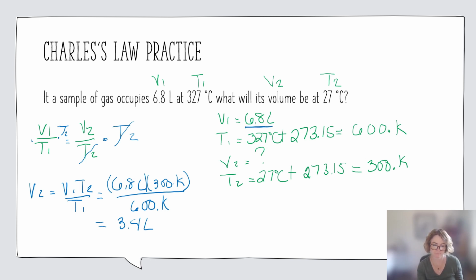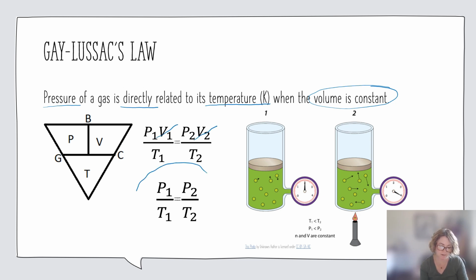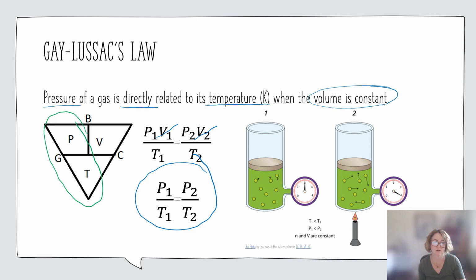All right, so the last law we're going to take a look at here is Gay-Lussac's law, and this says that the pressure is directly related to the temperature in Kelvin when the volume is constant. I'm holding my volume constant. My equation for this is going to be P1 over T1 is equal to P2 over T2. Again, I love this inverted triangle. It is right here, right next to the G, right next to Gay-Lussac's law is pressure over temperature.